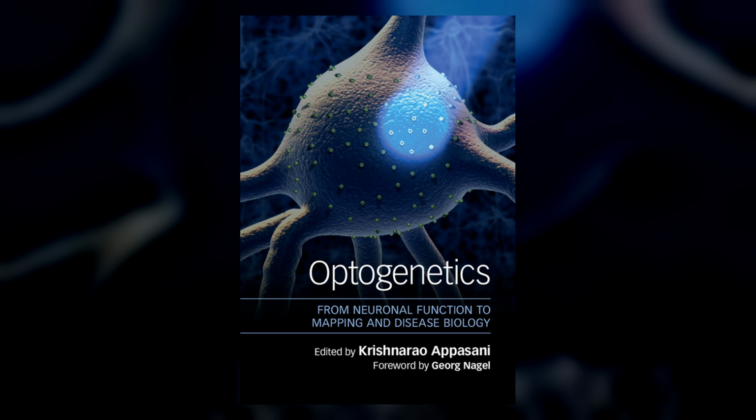Install channelrhodopsin and blue light depolarizes. Install a halorhodopsin pump and yellow light hyperpolarizes. Because the opsin is single component and gene targeted, you get a remote, cell-type specific handle on the causal chain from one neuron to whole animal behavior, the thing correlational recording could never give you.